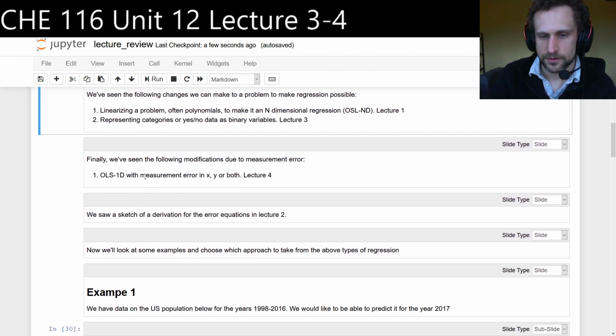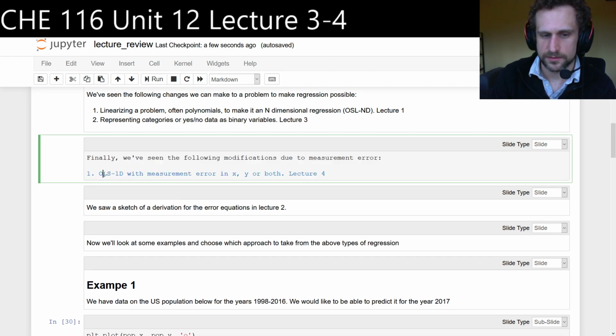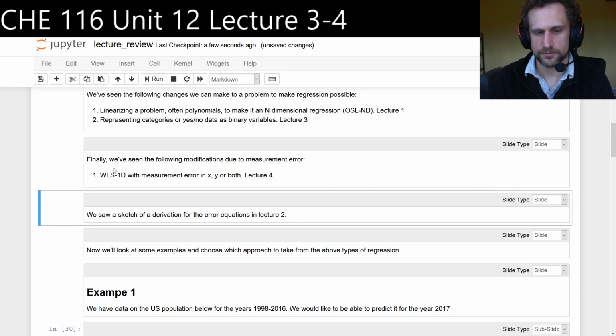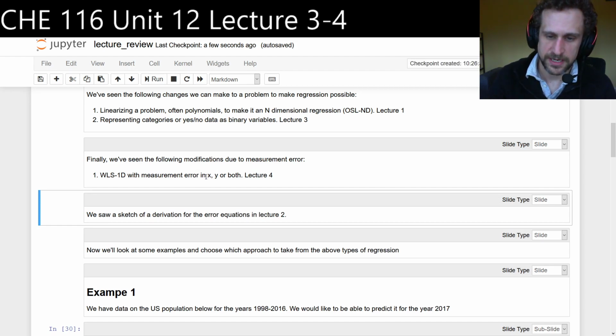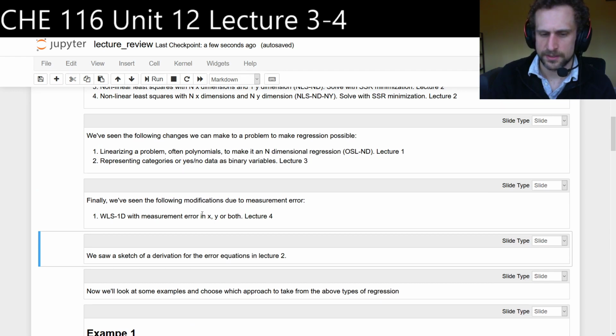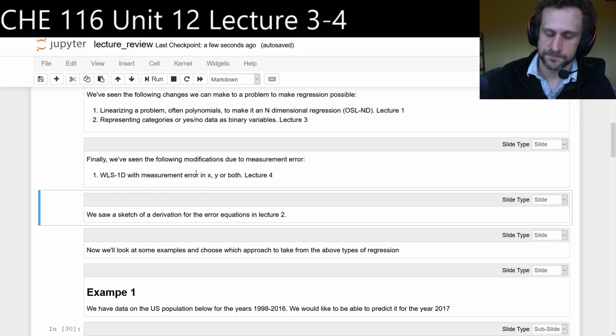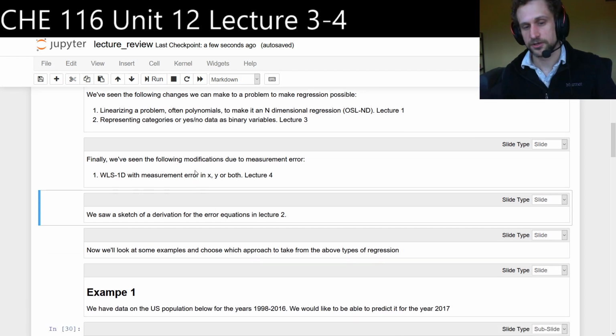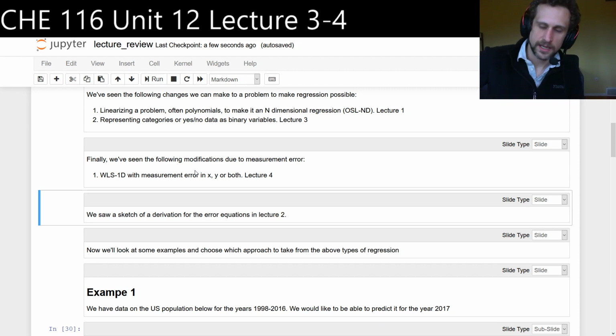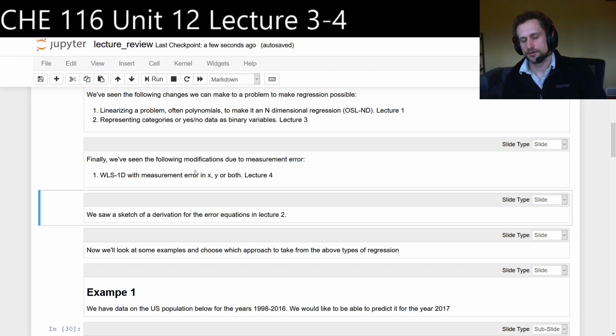And then in lecture 4, we have a different kind of regression called weighted least squares regression. That's if you have measurement error in x or y or both. So something like maybe your x is the weight measured on a balance, and your balance has some known uncertainty. Or maybe you've calibrated your balance using confidence intervals, and then you want to use that information in your regression.